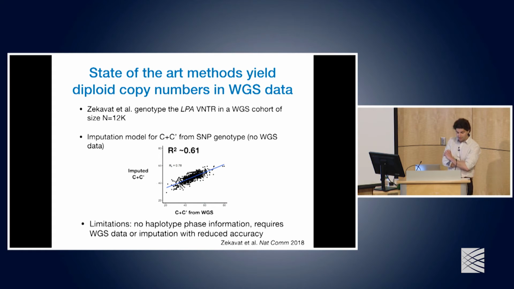So while these papers represent important advances, there are a couple limitations. One is that these methods supply no haplotype phase information. They only report on the sum C plus C primed of the two copy numbers without saying anything about C and C primed individually. A second limitation is that they require whole genome sequence data, which is expensive or of limited availability, or they require imputation and suffer inaccuracy as a result.